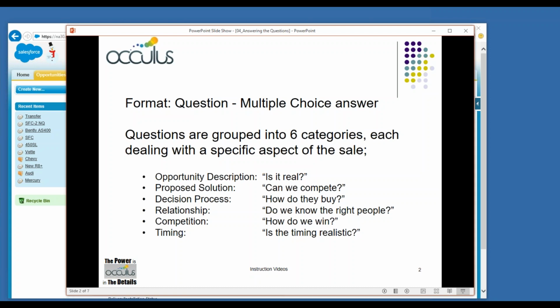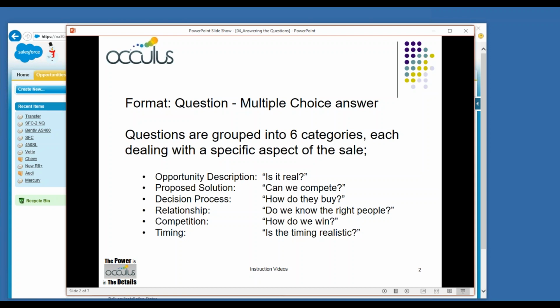The third category is decision process. And in this, what Occulus is asking is, how does this customer buy things like this? You know, we're selling industrial products. What's the process involved? The decision process, the approval process involved for products like we're selling. The fourth category is relationship, which seeks to answer the question, do we know the right people in the decision process that are involved in this purchase?